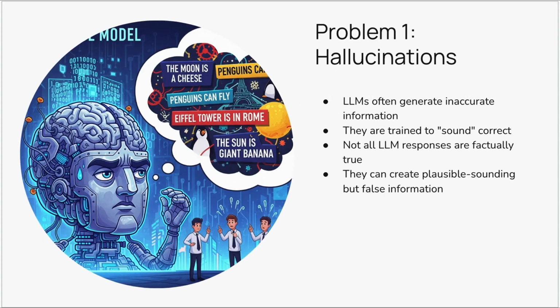Let's look at hallucinations. An LLM is a text generation machine. It's trained on a massive amount of internet data, and its main goal is to predict the next most plausible-sounding word. It's not a database of facts. This means it can and often will state complete falsehoods with absolute confidence, like these examples here. For any serious business application, this is a deal breaker.